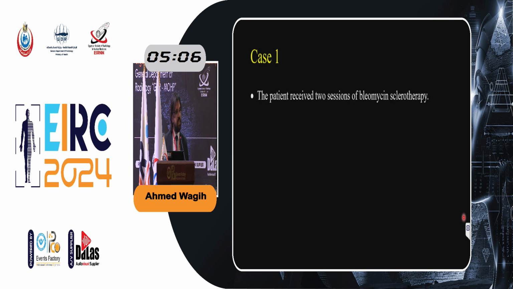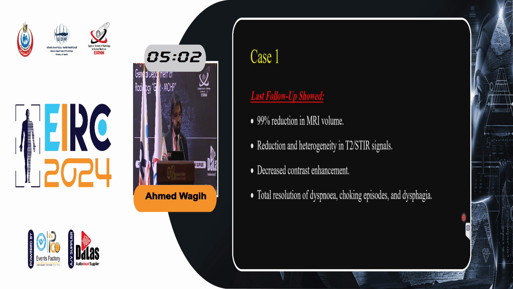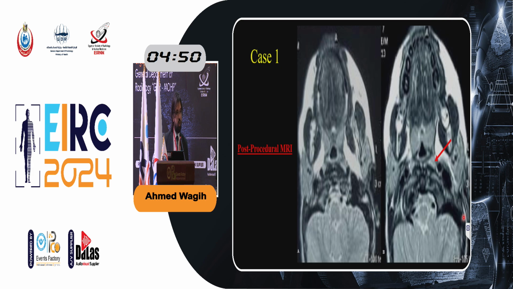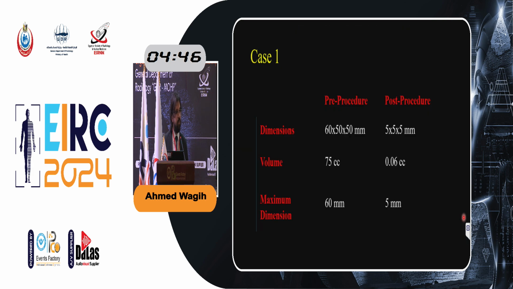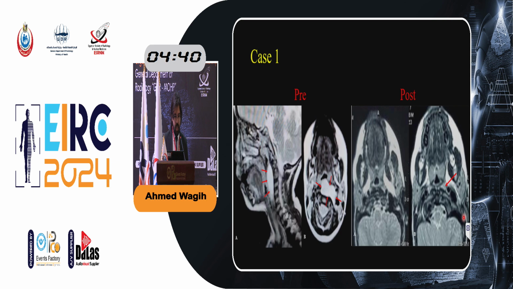This patient received 2 sessions of bleomycin therapy, and the last follow-up showed 99% reduction in the MRI volume, reduction in heterogeneity of the T2 and STIR signals, decreased contrast enhancement, and total resolution of all patient symptoms. And this is the post-procedural MRI. These are the dimensions pre- and post-treatment. We can see there is a significant reduction in the maximum dimension and the volume. And this is a comparison between pre- and post-imaging.